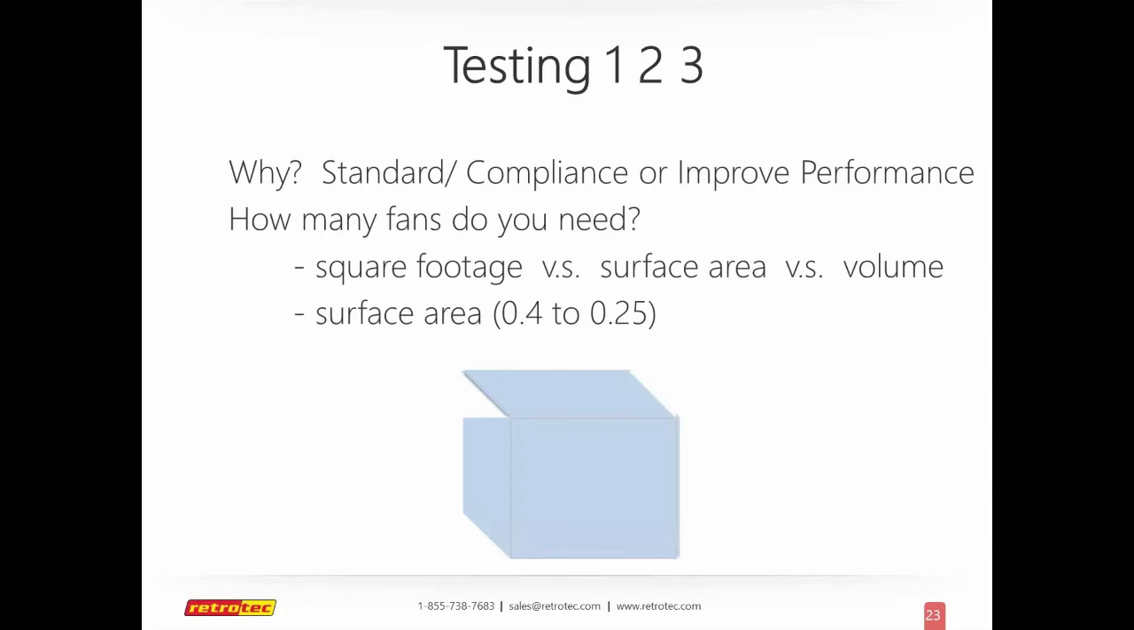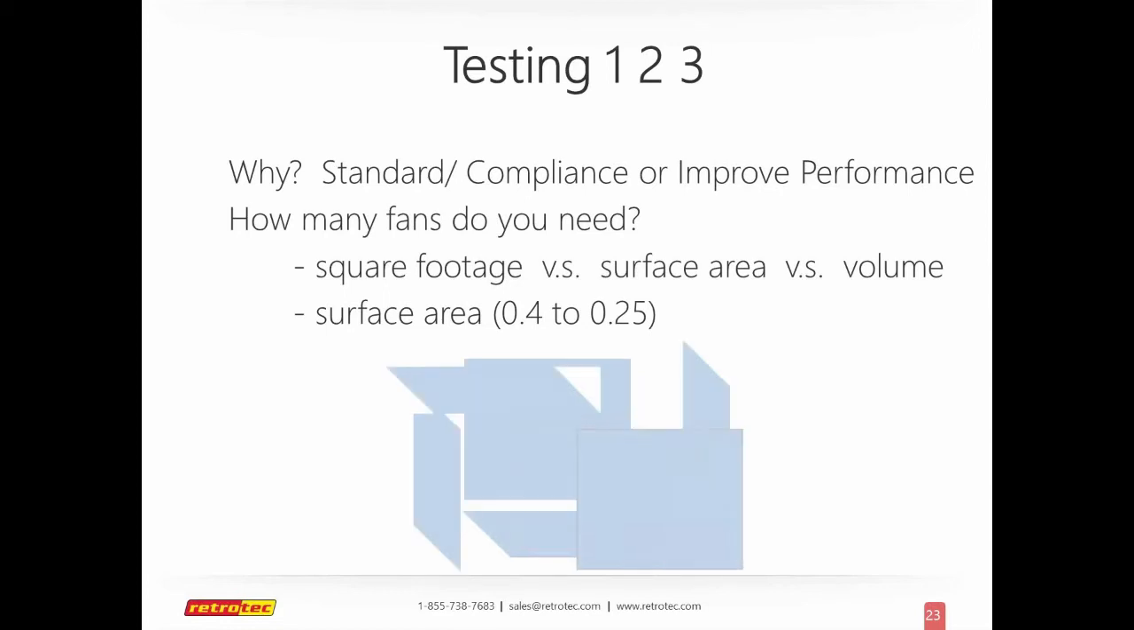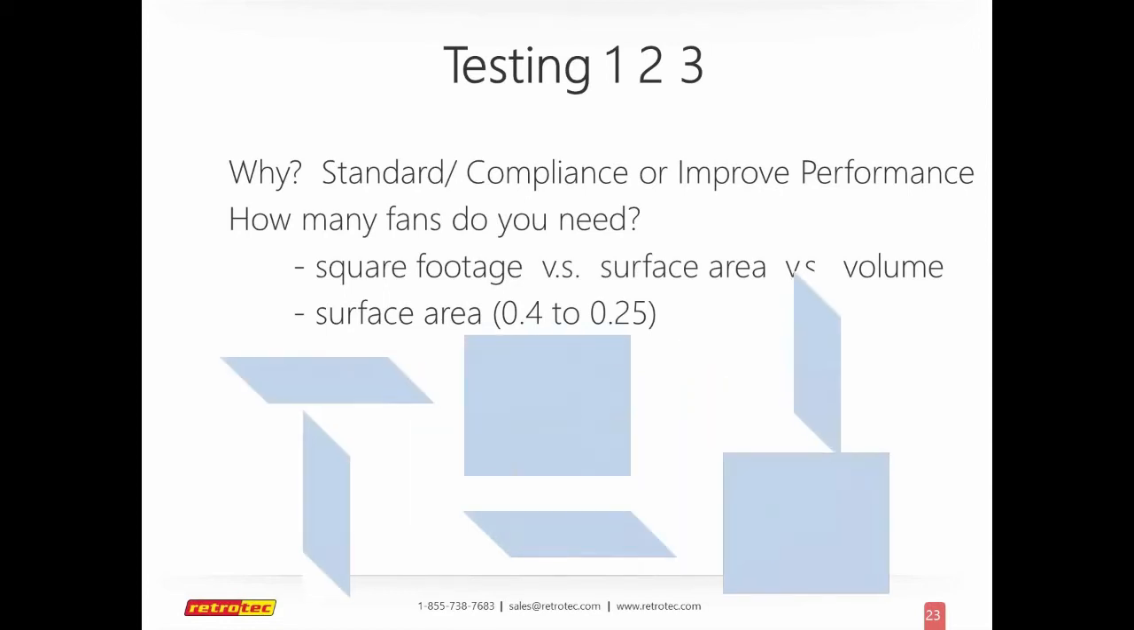There is a document that we sent in the emails that actually goes through how many fans you might need, whether you're dealing with either square footage or surface area or volume. Most of the standards all deal with surface area. I know that's much more common with codes now. Washington State and Seattle have a 0.4 CFM per square foot on the surface area.